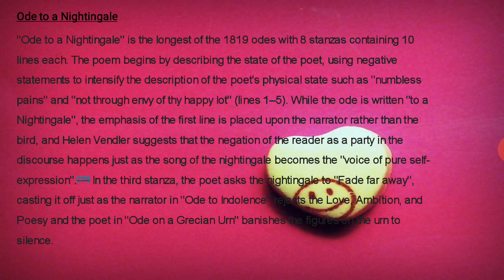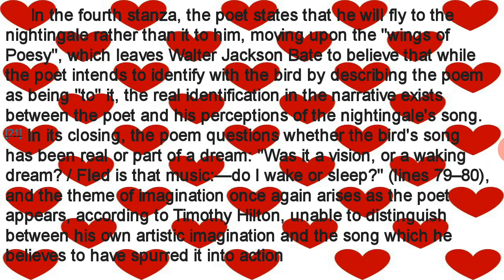The nightingale is described as experiencing a type of death. So in the fourth stanza, the poet states that he will fly to the nightingale rather than it coming to him, moving upon the wings of poesy, which leads Walter Jackson Bate to believe that while the poet intends to identify with the bird, the real identification in the narrative exists between the poet and his perception of the nightingale's song.